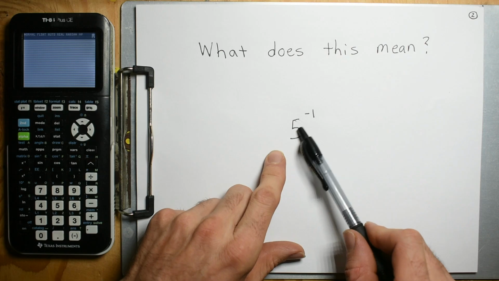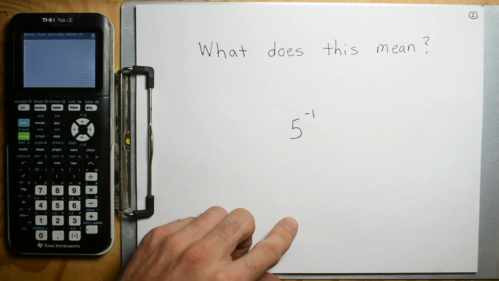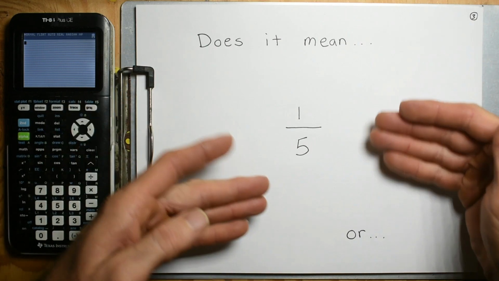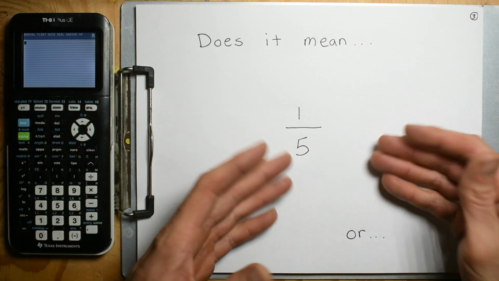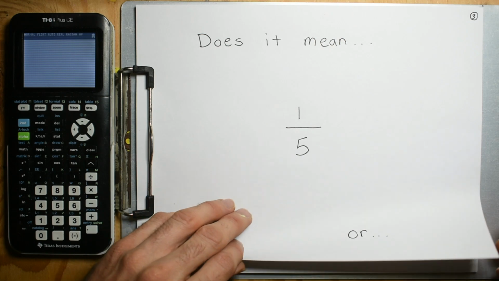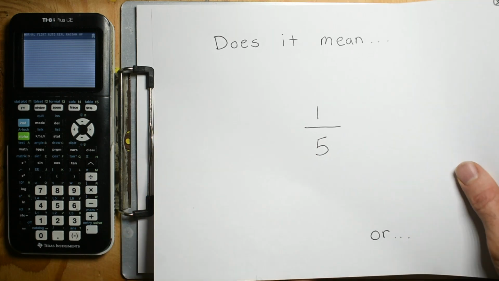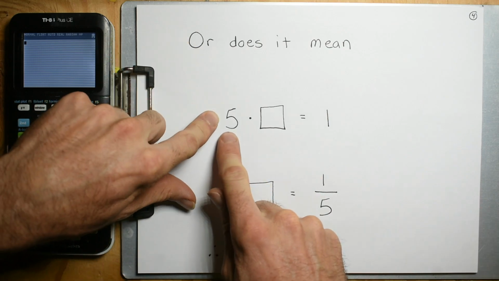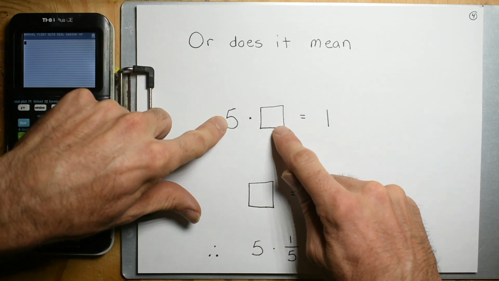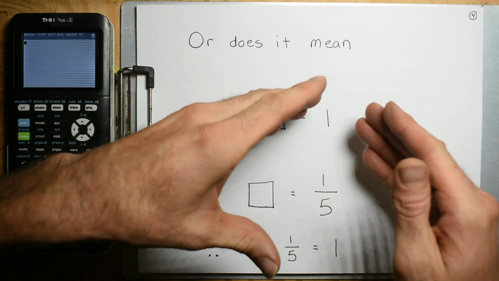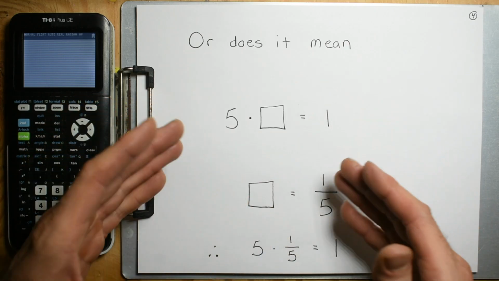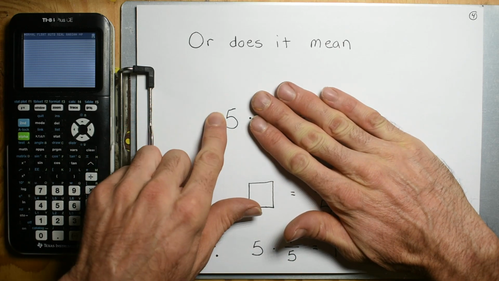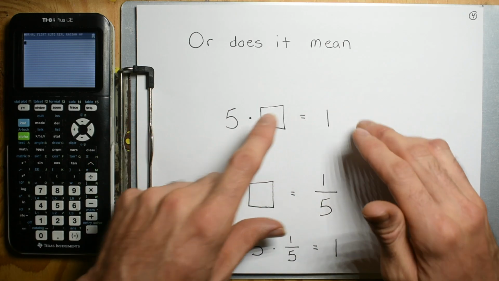So when we have 5 to the negative 1, what does that mean? Does it mean 1/5, just because that's the way you have known it? Or does it mean that you're taking the 5, multiplying by a number, and getting the value of 1? That's a better way to look at it: the inverse of 5 times 5 is going to be 1.